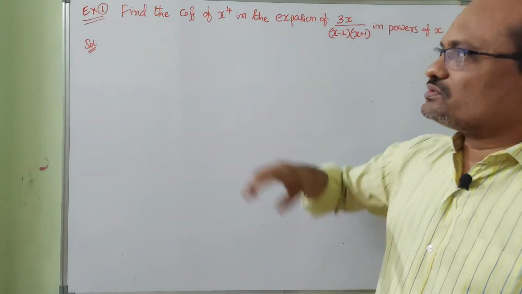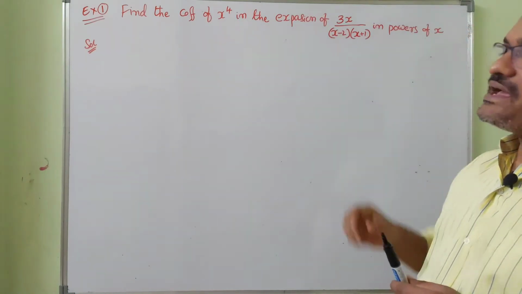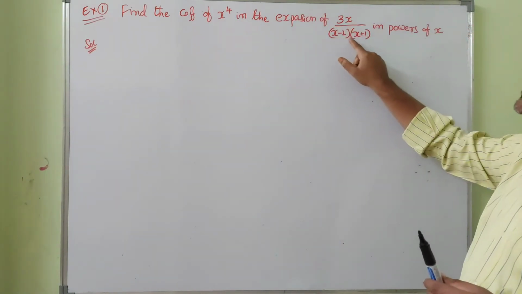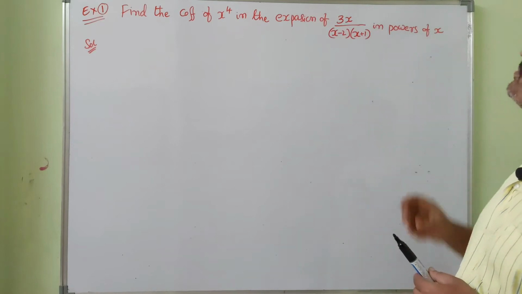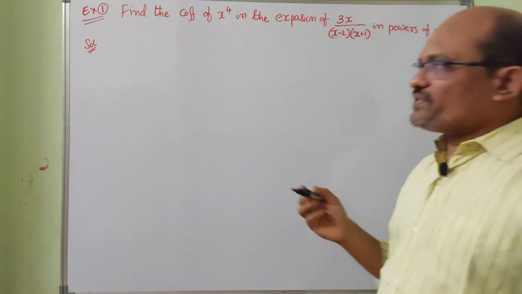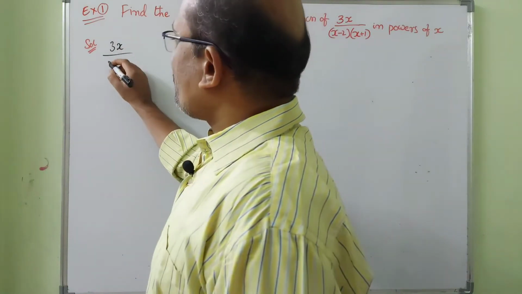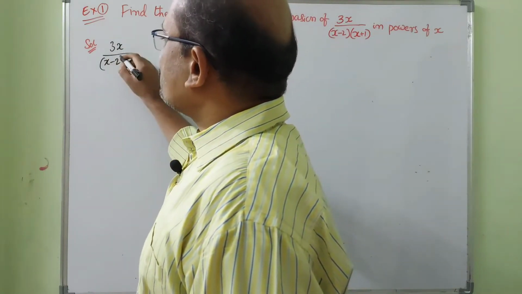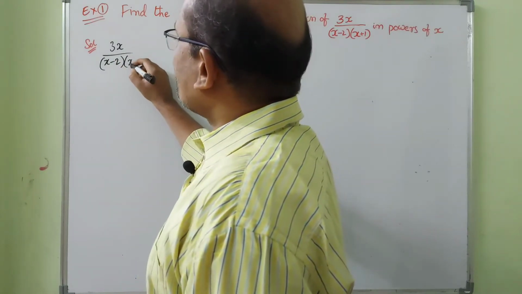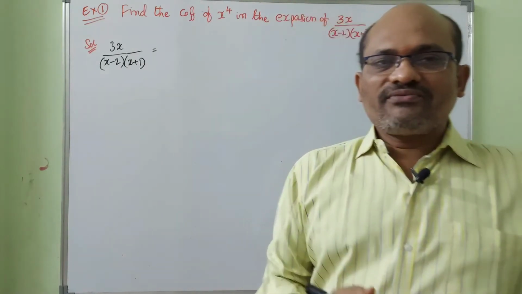Now please go through the first question. Find the coefficient of x power 4 in the expansion of 3x by (x minus 2)(x plus 1) in the powers of x. Students, as you know, this is a proper fraction: 3x by (x minus 2)(x plus 1).